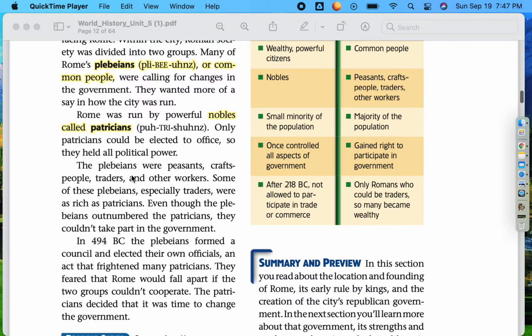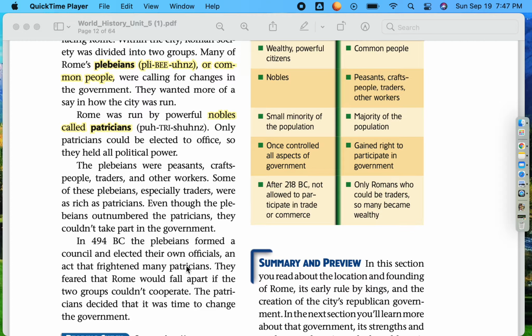Because if you see, it's the plebeians, they're the ones that are the workers, the peasants, the craftspeople, the traders, other workers. The patricians rely on those plebeians to do the work. So really quickly, the patricians realize we have to do something to make the plebeians happy. And that's where they're going to have to make a change in this Roman Republic to appease the plebeians.